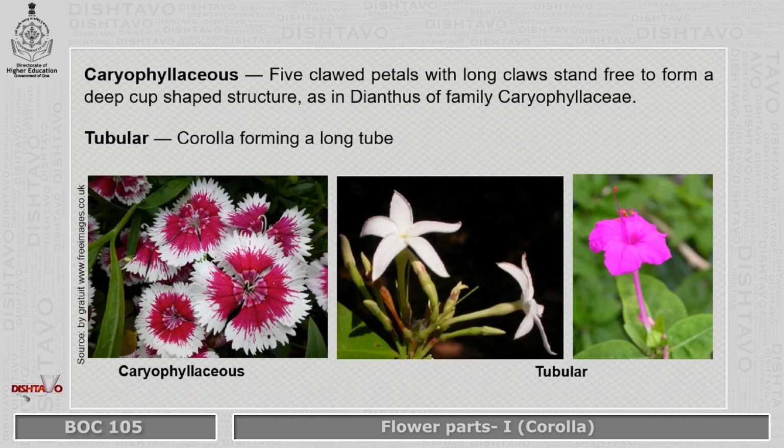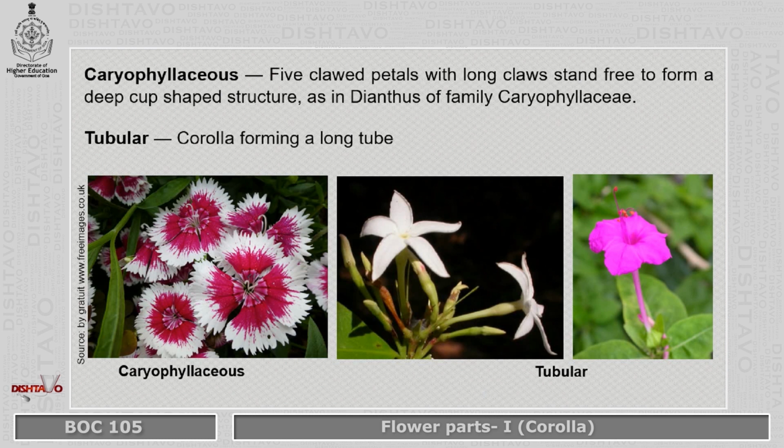Caryophyllaceous corolla. Here we have the same kind of petal where we have a claw stalk and expanded lobe, and all the five petals stand free and form a deep cup-like structure. This kind of corolla is found in the family Caryophyllaceae. Here the limbs may be serrated.